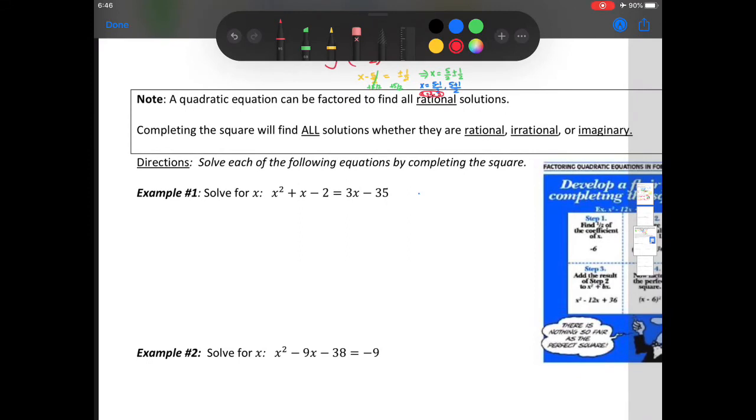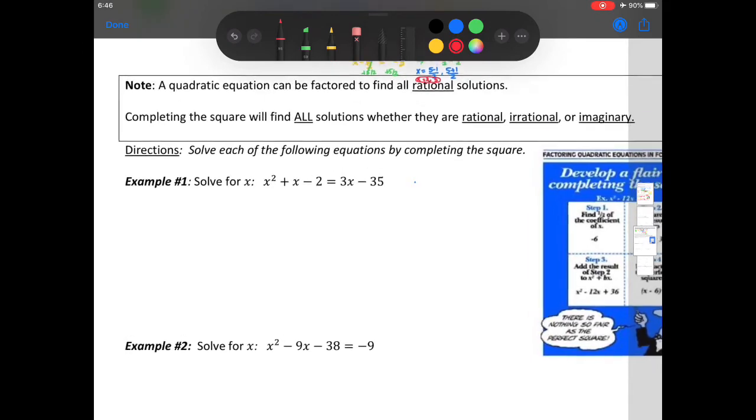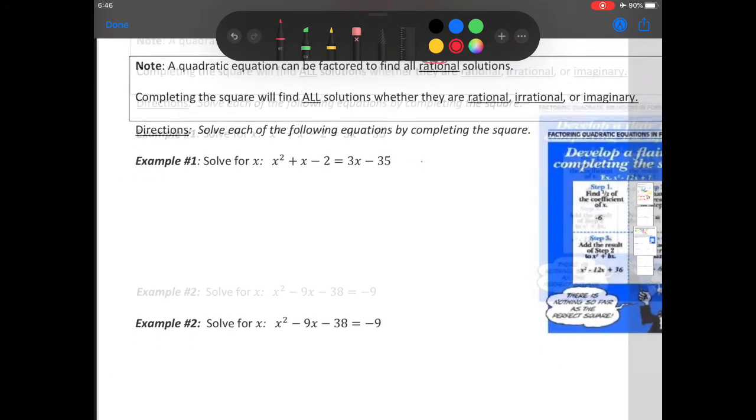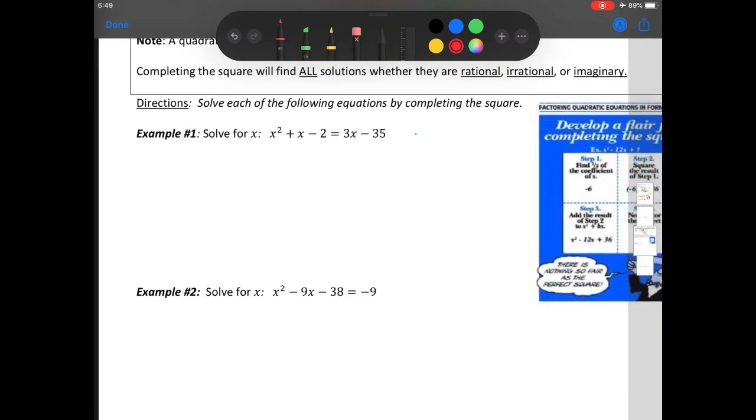So note, a quadratic equation can be factored to find all rational solutions. Completing the square will find all solutions, whether they're rational, irrational, or imaginary. So basically, completing the square works for everything. It's really good to know. You can find all solutions and they're all simplified, so you don't have to simplify them, especially the radicands.